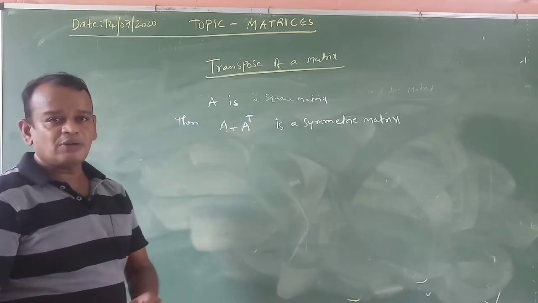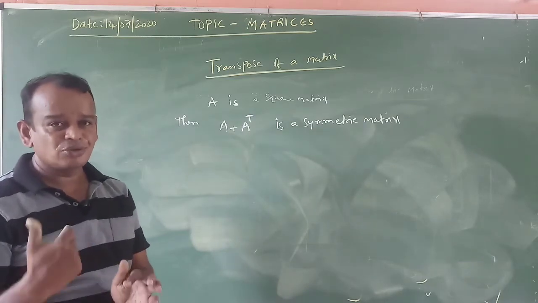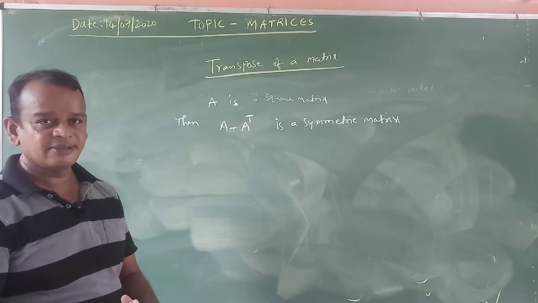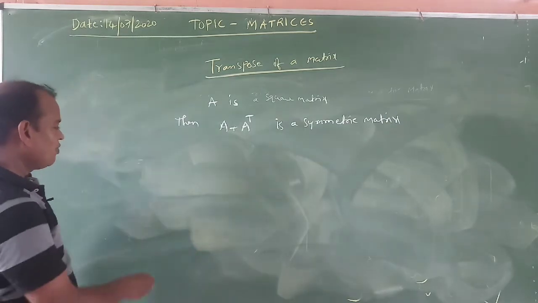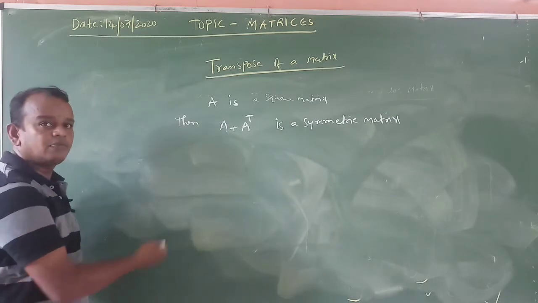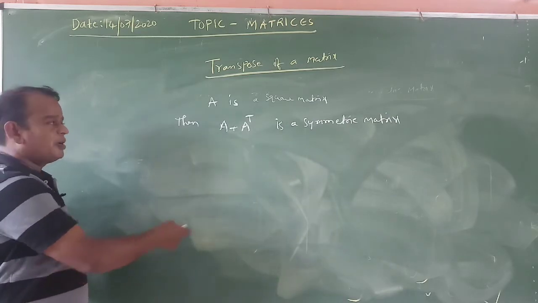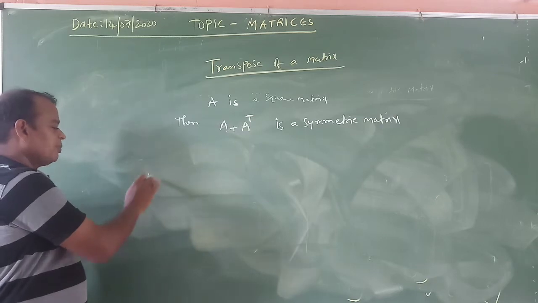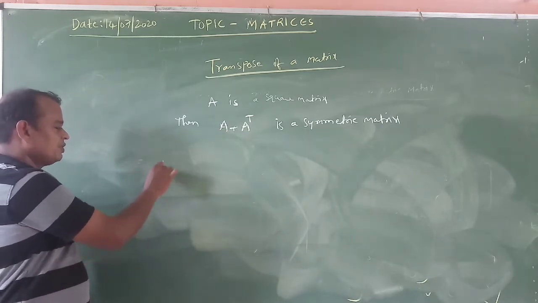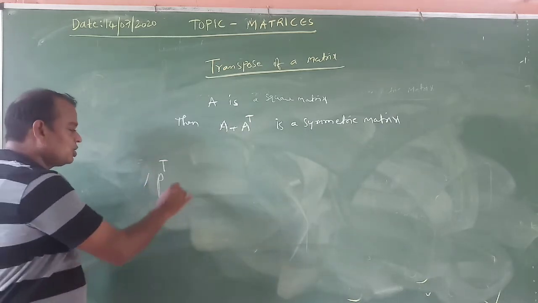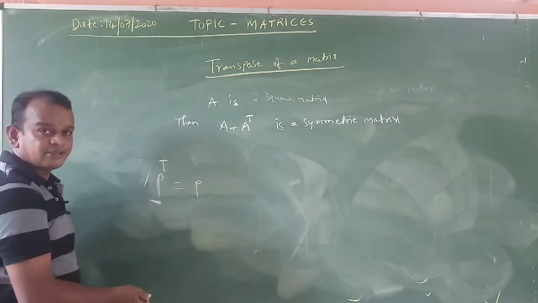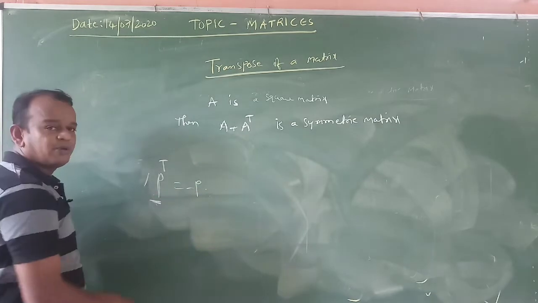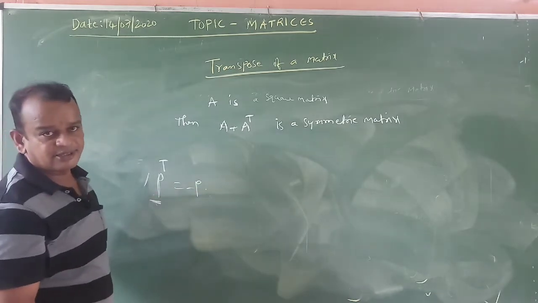We have to show that a matrix is a symmetric matrix or a skew symmetric matrix. First we will take the transpose of the given matrix. Suppose this is P, and we take P transpose. If P transpose is equal to P, then P is a symmetric matrix. If P transpose is equal to minus P, then P is a skew symmetric matrix.